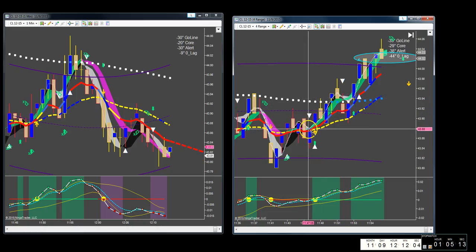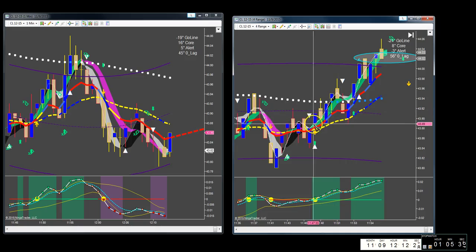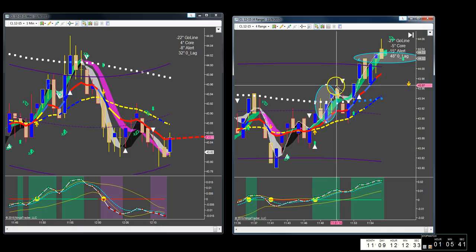See, my problem is I'm not willing to wait through this up and down stuff. I don't find that enjoyable. And based upon where the HEMA is and the zero lag is and the alert zone, I know I'm going up, or my guess is it's going up. Right. Okay, we'll get rid of that one. But I don't enjoy those trades.